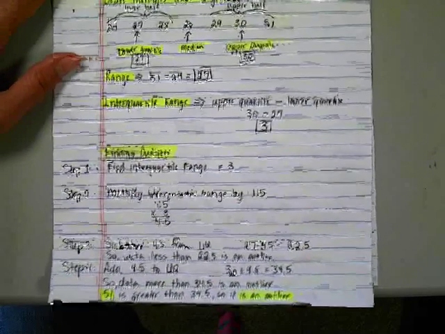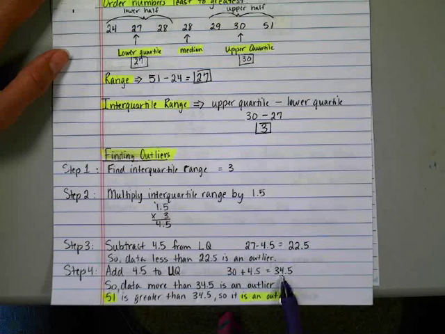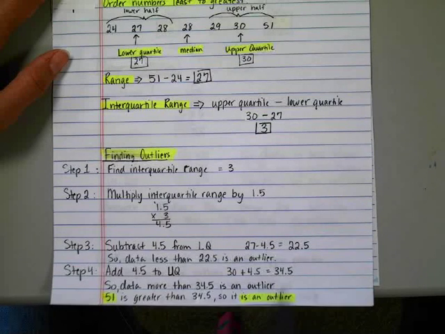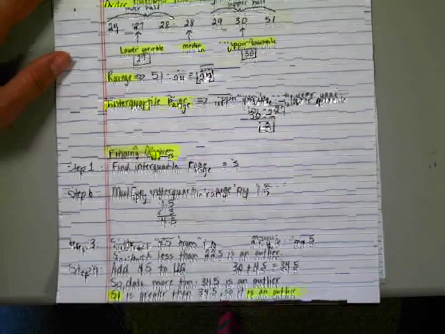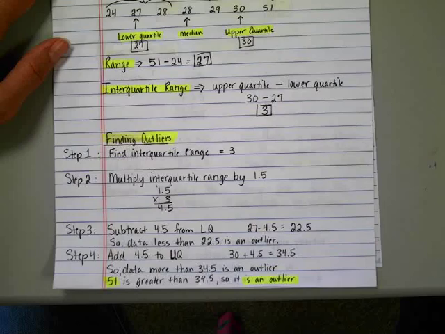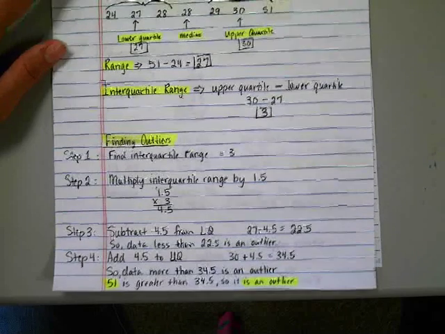Step 4, we're going to add 4.5 to the upper quartile, and we get 34.5. 34.5, anything above that is going to be an outlier. 51 is greater than 34.5, so it is an outlier.